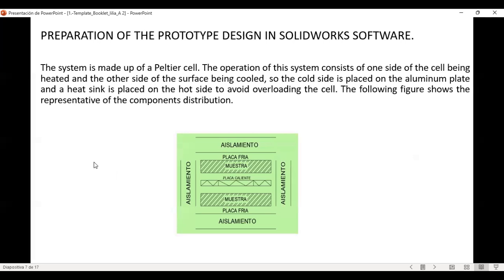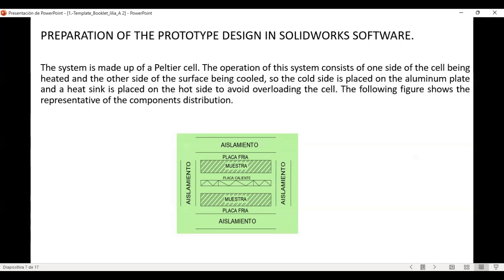The system is made of a Peltier cell. The operation of this system consists of one side of the cell being heated and the other side of the surface being cooled. So the cold side is placed on the aluminum plate and the heat sink is placed on the hot side to avoid overloading the cell, as this figure shows.